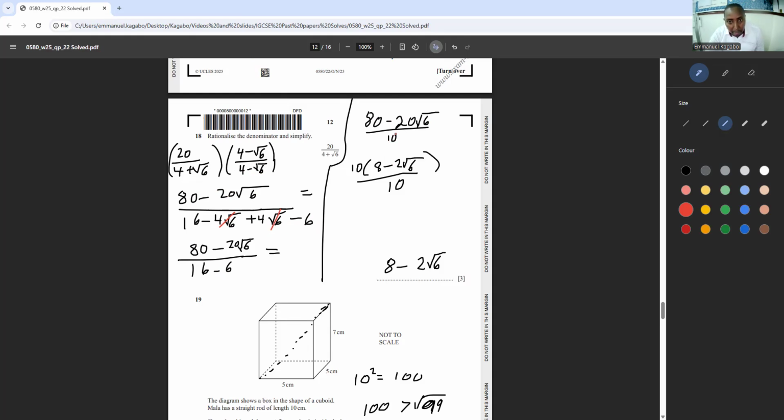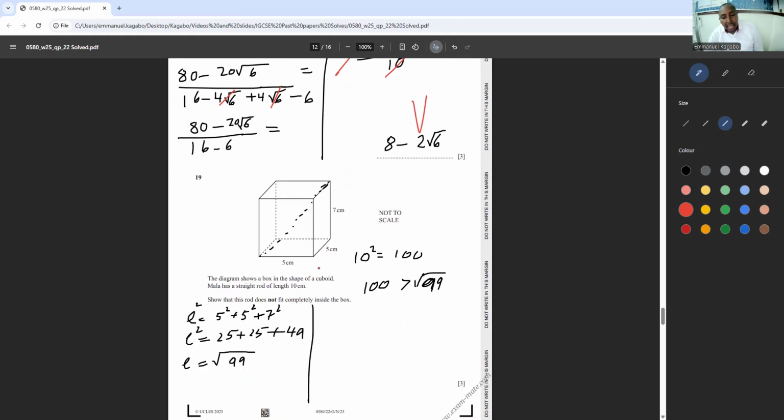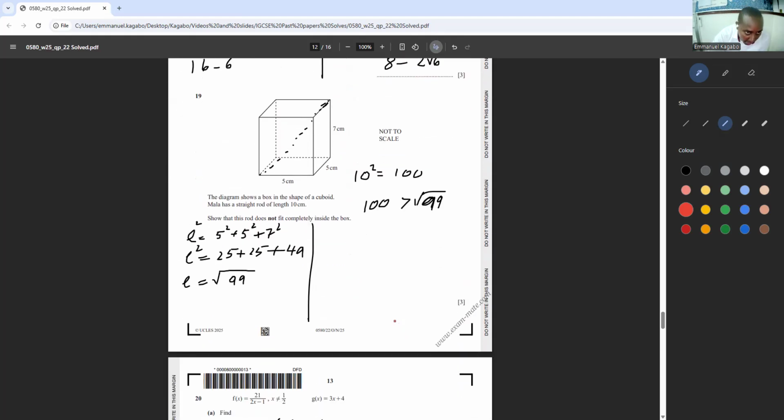And then because I want to simplify, I factorize 10. The highest common factor is 10. And then this one cancels out with that. And that is the answer. And I've got my full marks. Question 19.